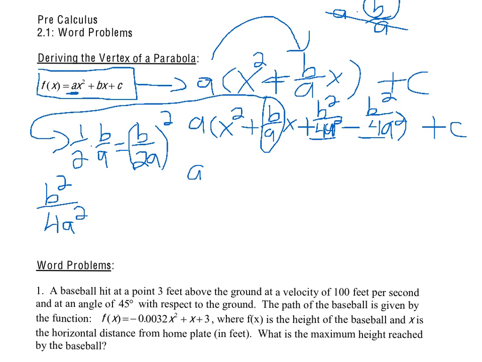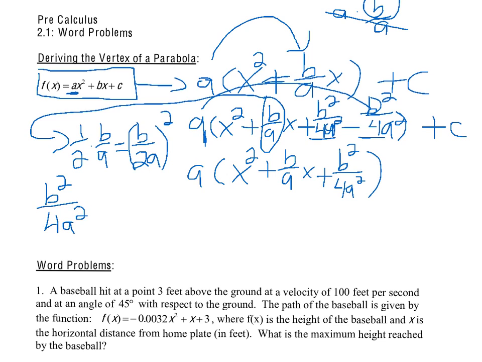Now if I group the first 3 terms together, I'm going to have x squared plus b over a x, and then plus b squared over 4a squared. Then when you distribute this a, it's going to cancel out with one of these a's, so it's just going to be minus b squared over 4a. So on the outside, we're going to have minus b squared over 4a plus c. Again, that's really not going to be a big part.